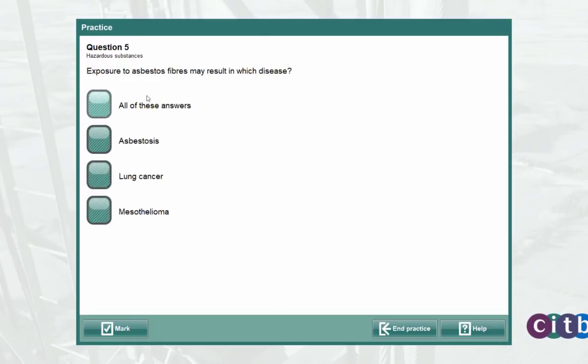Exposure to asbestos fibres may result in which disease? All of these answers. Asbestosis. Lung cancer. Mesothelioma.